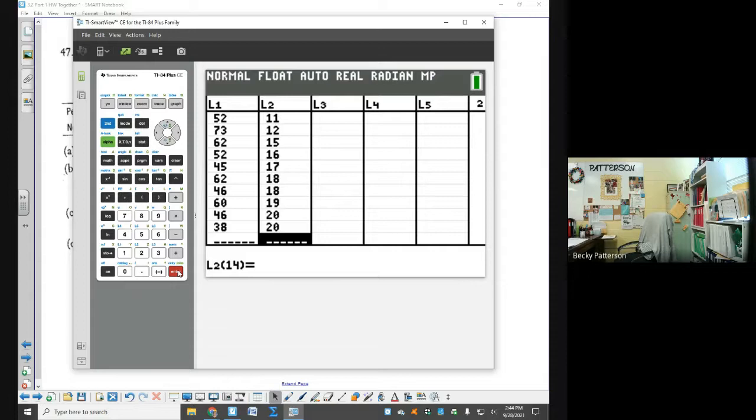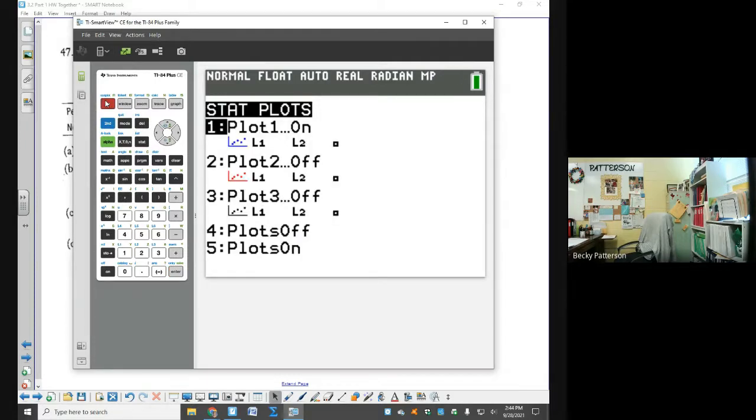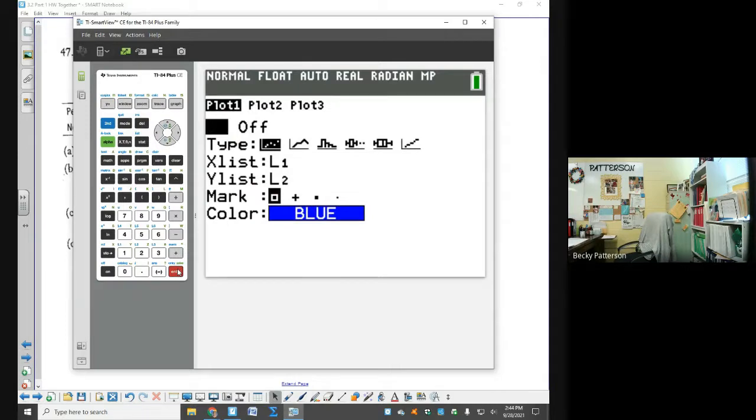All right, downloaded. How do I get the scatter plot? Where do I go? Stat plot. Number uno needs to be on. Make sure it's L1, L2. You might have an L3 lingering in there from your homework or from the video. Make sure it's on scatter plot. And then how do I see it? Zoom 9.